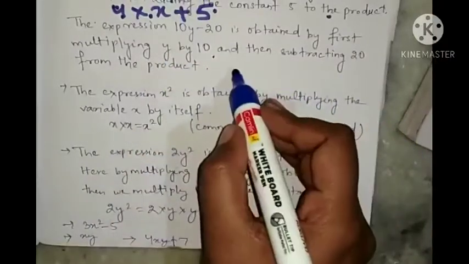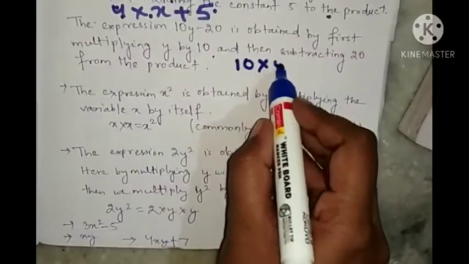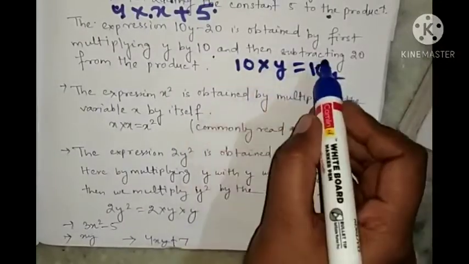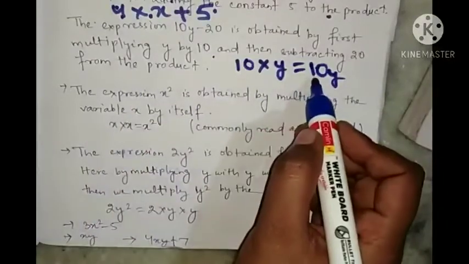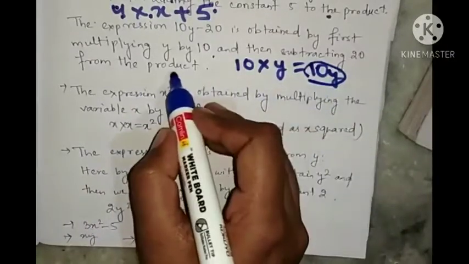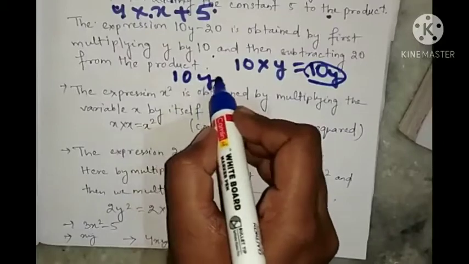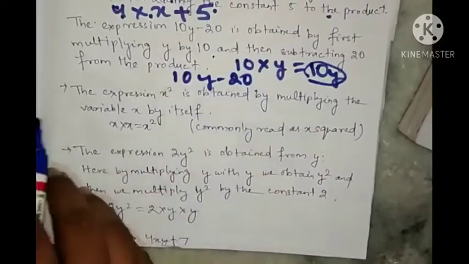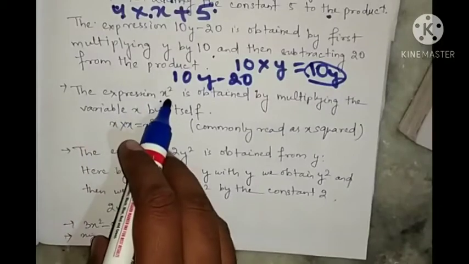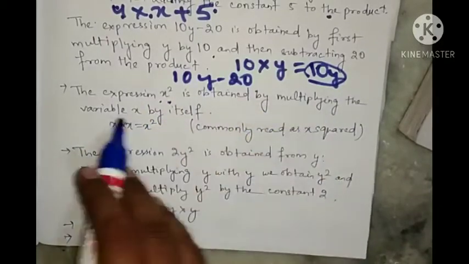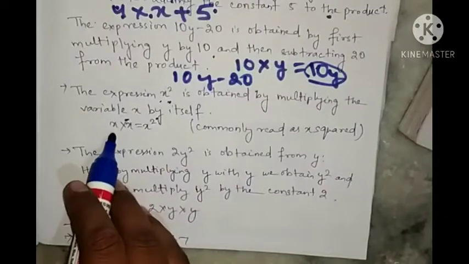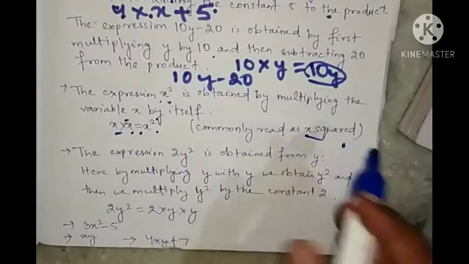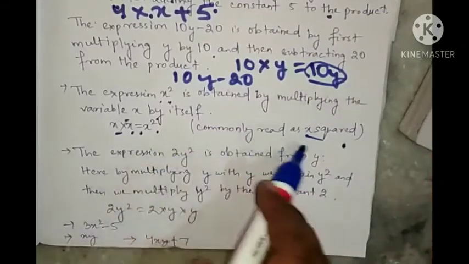First you multiply 10 into y. What you get is 10y. Then you subtract 20 from the product. The product is 10y; subtract 20 from 10y and you get 10y minus 20. Next, the expression x squared is obtained by multiplying x by itself. When you multiply x into x, you get x squared.